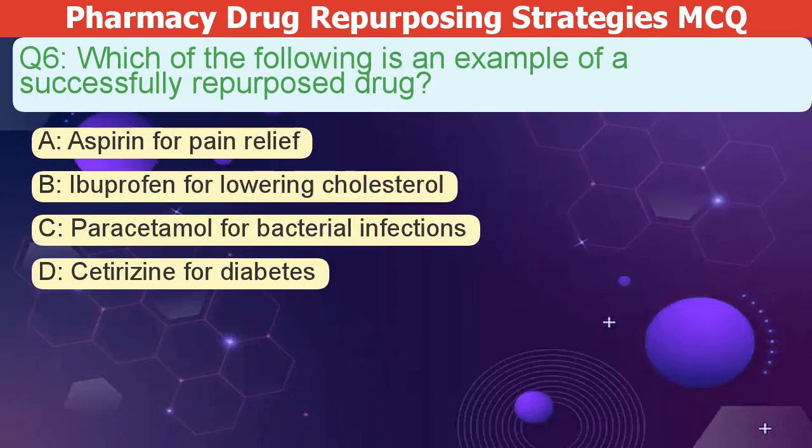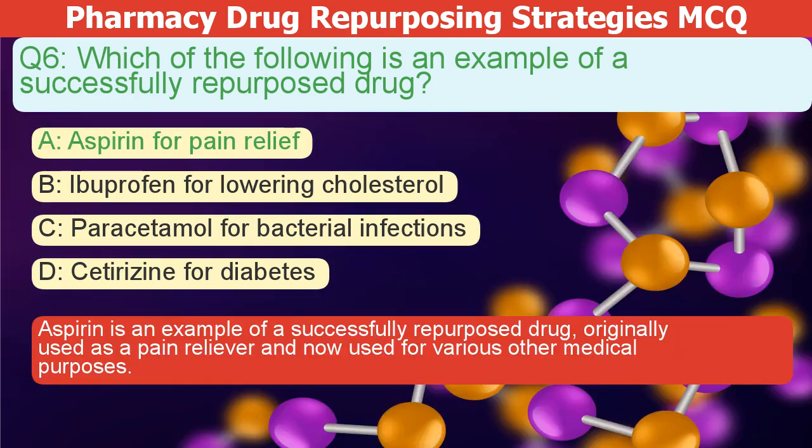Which of the following is an example of a successfully repurposed drug? A. Aspirin for pain relief. B. Ibuprofen for lowering cholesterol. C. Paracetamol for bacterial infections. D. Cetirizine for diabetes. The correct answer is A. Aspirin is an example of a successfully repurposed drug, originally used as a pain reliever, and now used for various other medical purposes.